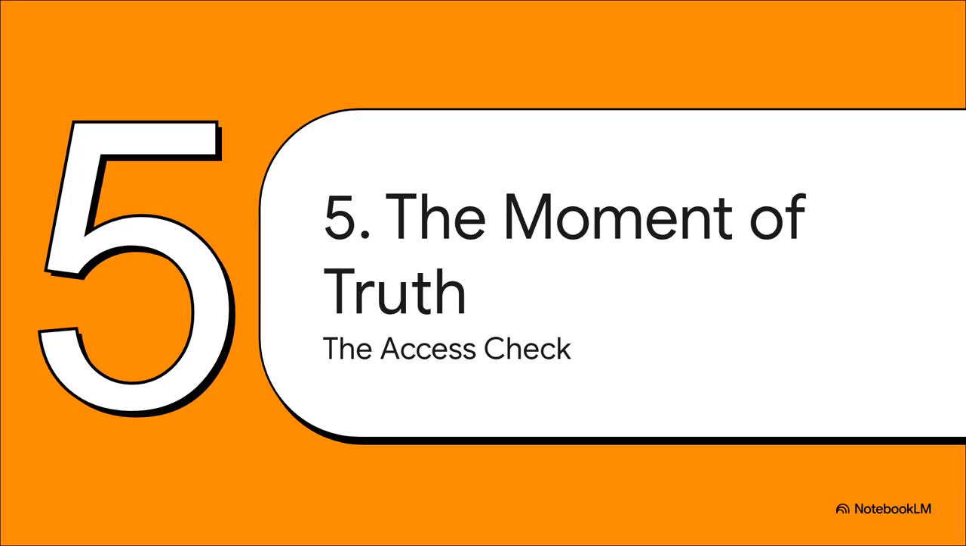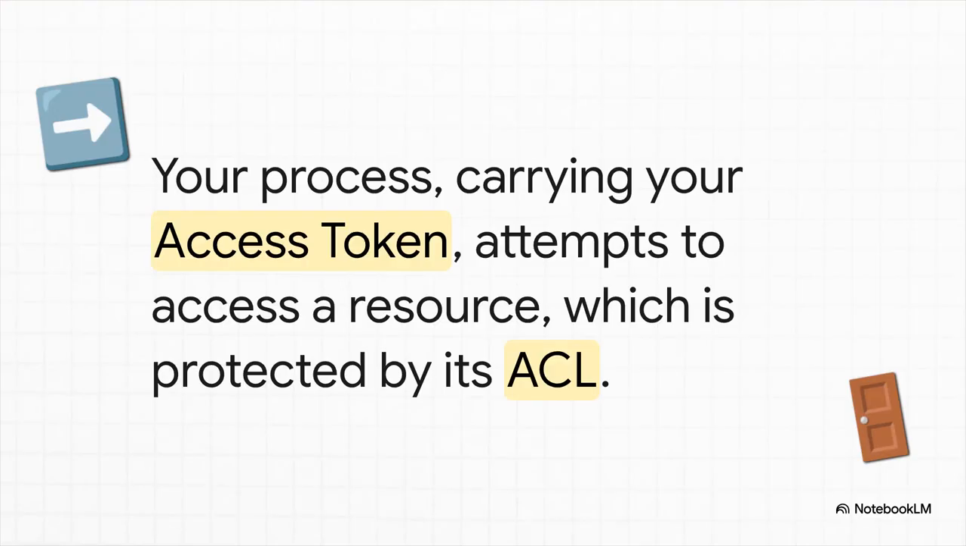All right, all the pieces are finally in place. You're walking around with your access token, which is just loaded with SIDs, and the folder you want to open has its ACL acting like a gatekeeper. Let's see the magic happen. So you double-click a folder. In that instant, whatever program you're using takes your access token, your temporary keycard, and it presents it to the folder's ACL, the electronic lock on the door. This right here is the moment of truth.